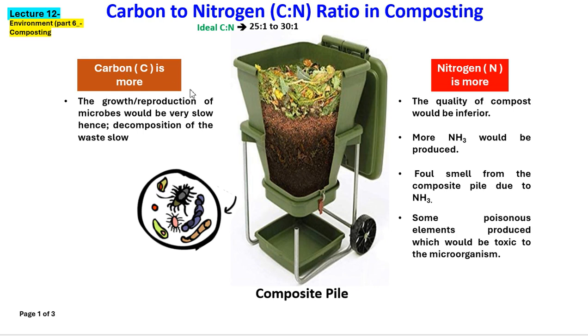Okay, so when carbon ratio is more, then the growth or reproduction of microbes would be very slow. Hence, decomposition of the waste is slow. And when nitrogen is more, the quality of compost would be inferior. More ammonium would be produced. Foul smell from the compost pile due to ammonia, and some poisonous elements produced, which would be toxic to the microorganisms.